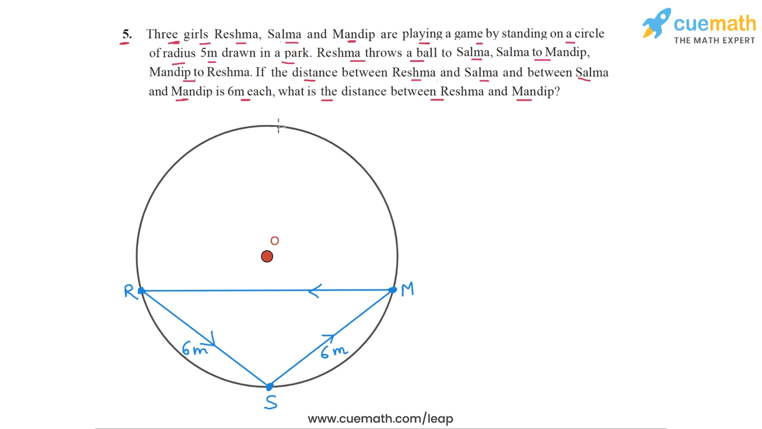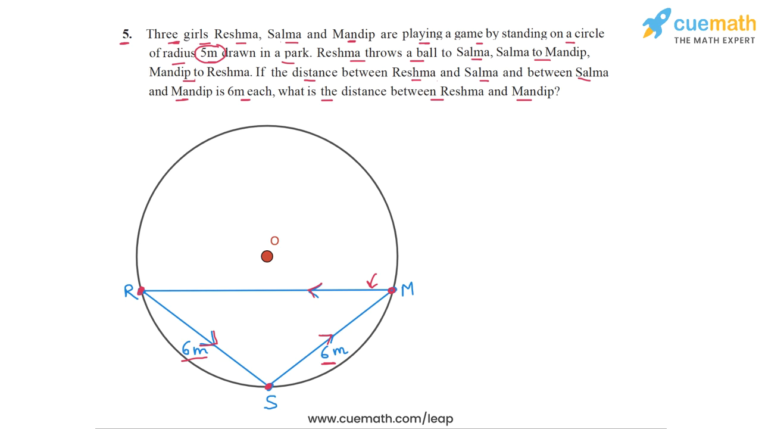Reshma, Salma and Mandeep are standing on the circle that you see. Reshma is this point here, Salma is here and Mandeep is here. So Reshma throws a ball to Salma, Salma to Mandeep and Mandeep throws the ball back to Reshma. So this is the game that they are playing. We are told that the distance between Reshma and Salma is 6 meters and between Salma and Mandeep is also 6 meters, and we have to find the distance between Reshma and Mandeep. And we know that the radius of the circle is 5 meters. So the radius is given to us.